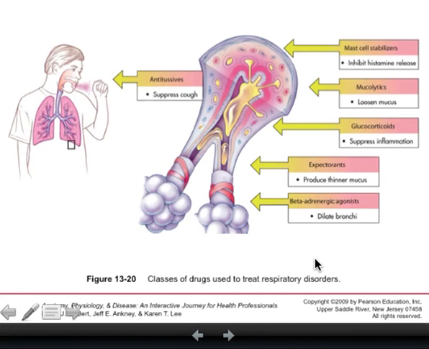And so here you can see some of the different drugs that we administer for different types of respiratory diseases, where they act and what they do. Okay, so let's look at each of these.